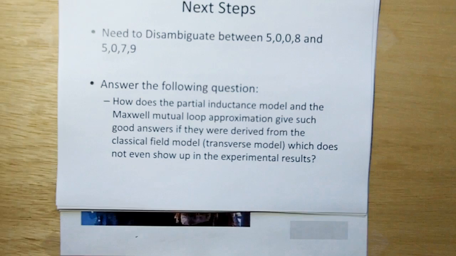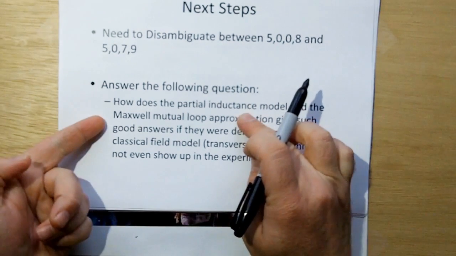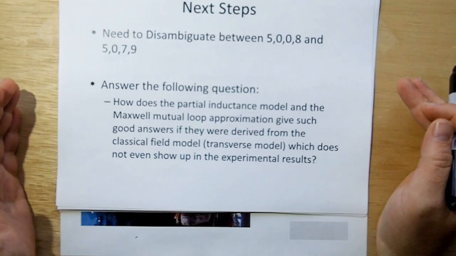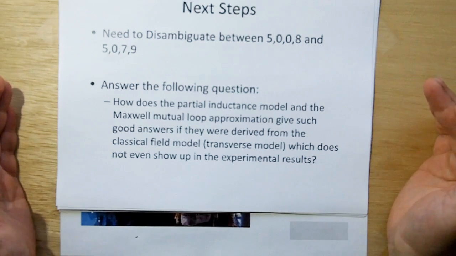How does the partial inductance model and the Maxwell mutual loop approximation, which isn't self-induction, it's mutual induction, give such good answers if they were derived from classical field models, which is a transverse model, which does not even show up in the experimental results?